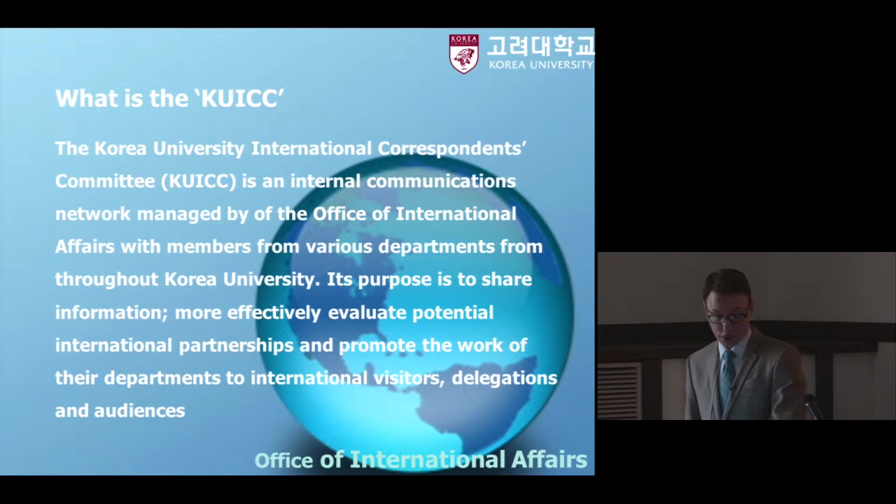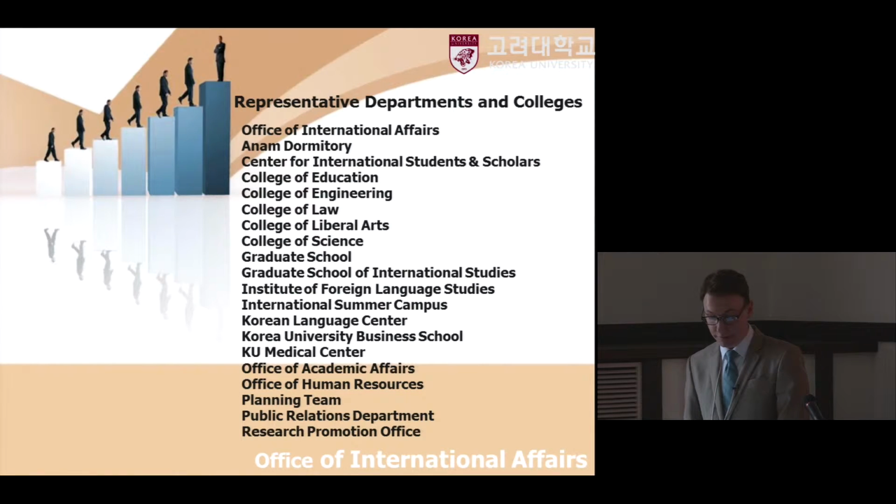The purpose is for sharing information. It's a network to share information for the evaluation of partnership proposals, promote to external audiences, and to assist with delegations and visitors to KU. This slide here shows you the areas that would be represented in the network. You can see there's a number of administrative offices, as well as colleges, academic areas, research areas, and student support.